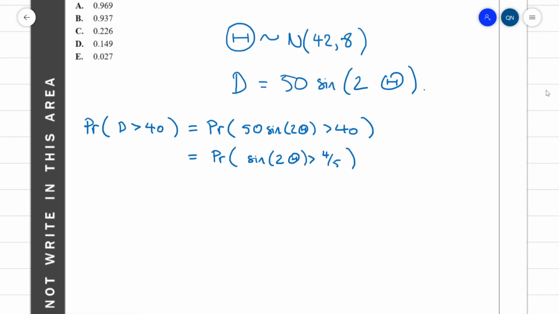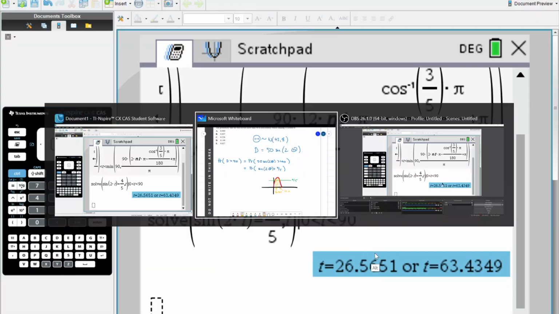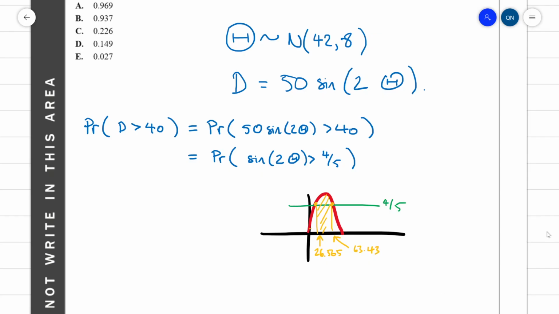Now, if you think about the graph of sine of 2 theta, it's going to look something like this. So here's my axes over here, and here's my sine of 2 theta, something like that. That should be 90 there. For this to be greater than 4/5, which is a line up over here, we need it to be between two values, namely where we intersect 4/5. So right in this region here. Those endpoints are 26.565, and that other endpoint over there is 63.4349, which I won't bother writing down.